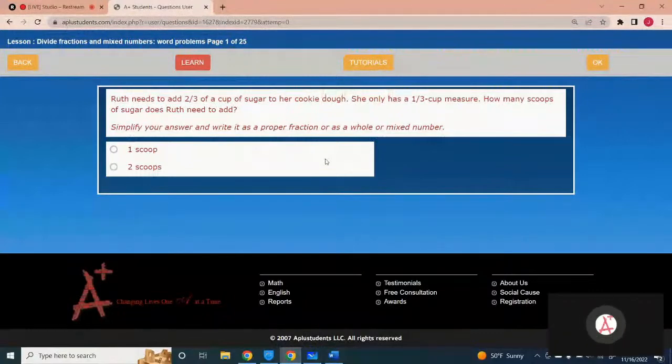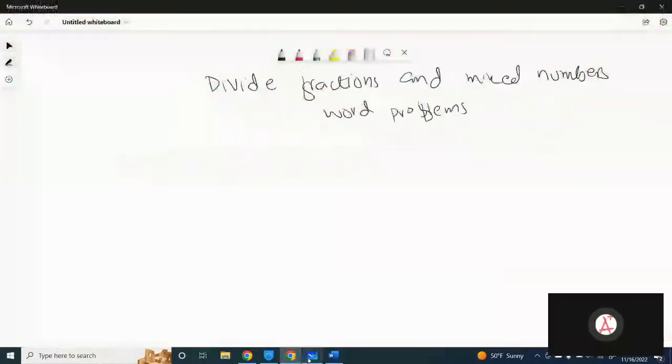Ruth needs to add 2/3 of a cup of sugar to her cookie dough. She only has a 1/3 cup measure. How many scoops of sugar does Ruth need to add? So you need to divide 2/3 by 1/3.